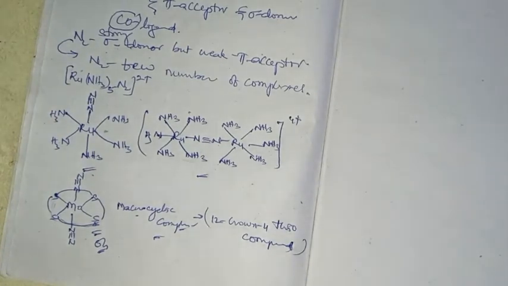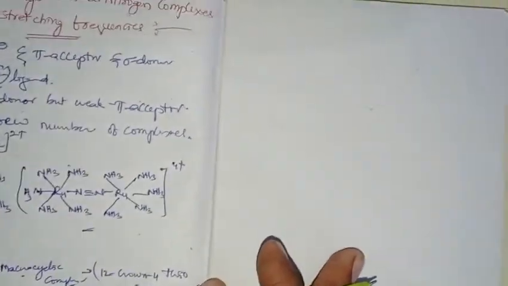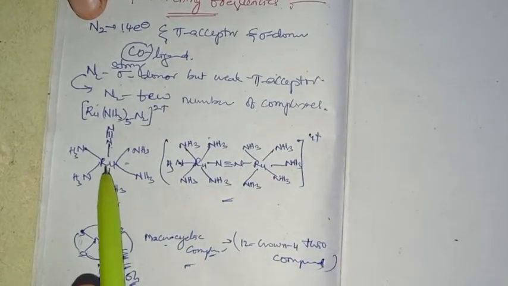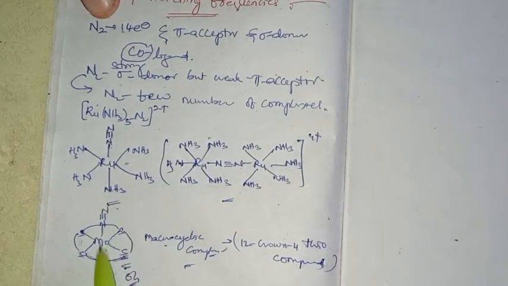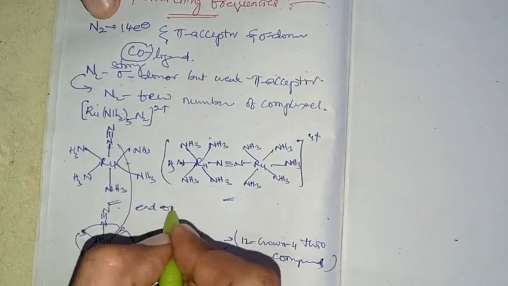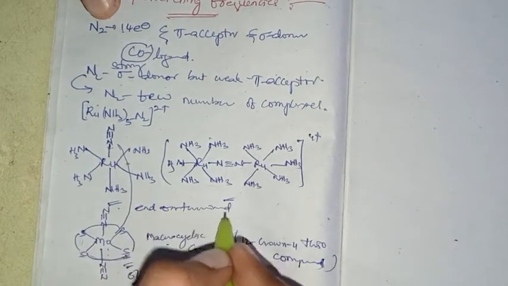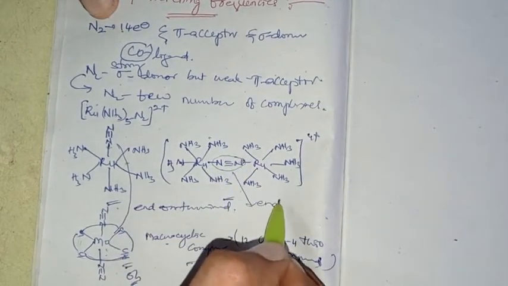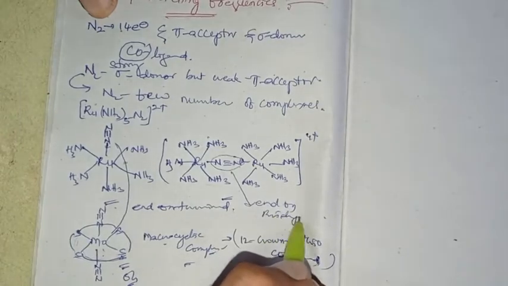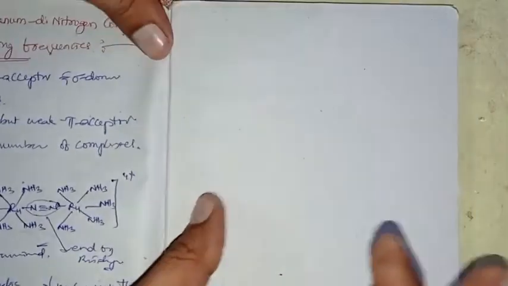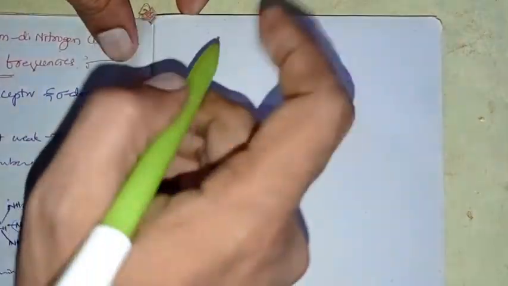In ruthenium and molybdenum, the dinitrogen has end-on terminal bonding only. In the mononuclear ruthenium complex and the molybdenum complex, both have the end-on terminal bonding mode, whereas in the dimer ruthenium complex it has an end-on bridging bonding mode. So that's how the ruthenium and molybdenum dinitrogen complexes are.